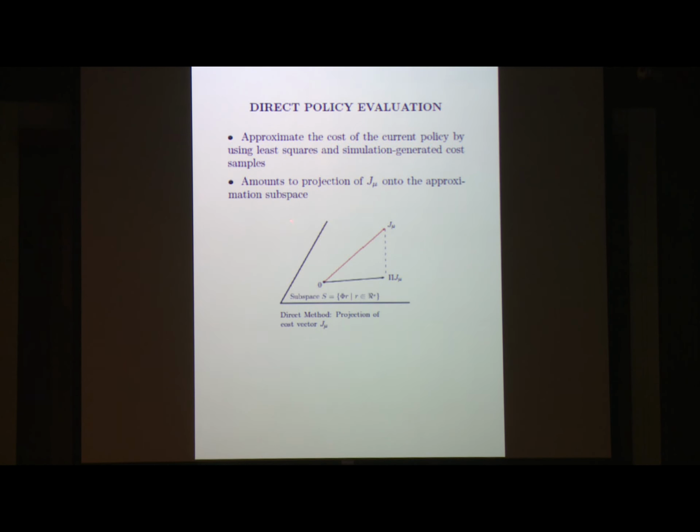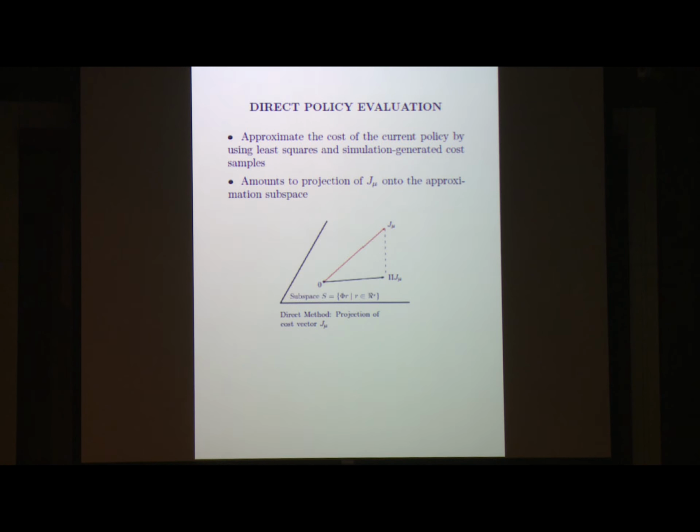One possibility is to select this cost vector by projection. What we have here is this cost vector sitting in a very high dimensional space, and we have an approximation subspace defined by a linear architecture. So think of J mu as being a gigantic vector in a gigantic space, and this subspace being a lower dimensional one, and we want to find an approximation within the lower dimensional space. The idea that immediately comes to mind is projection. Define some kind of projection metric, some norm, and project this down from J mu to pi of J mu.